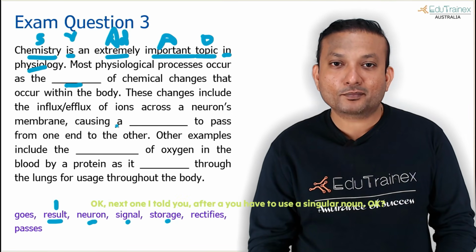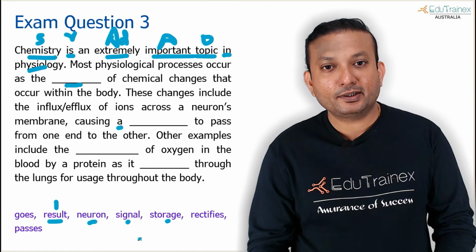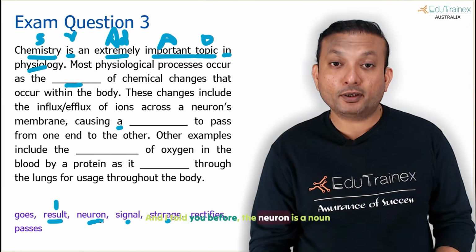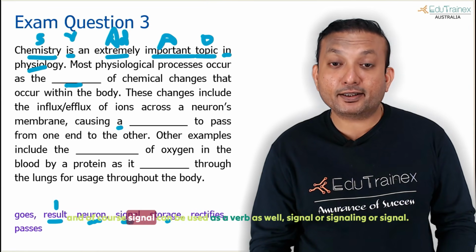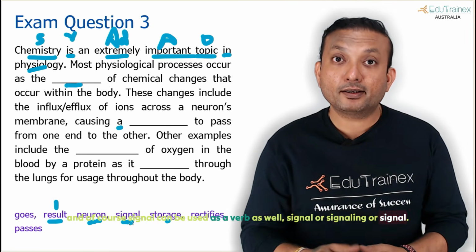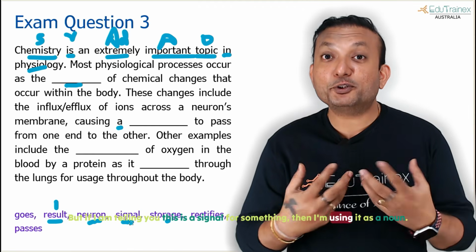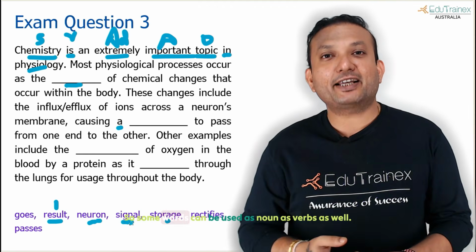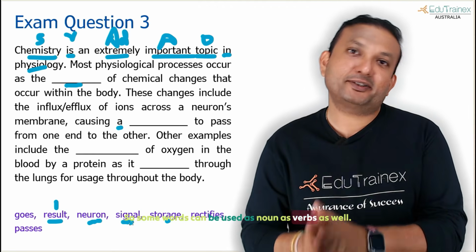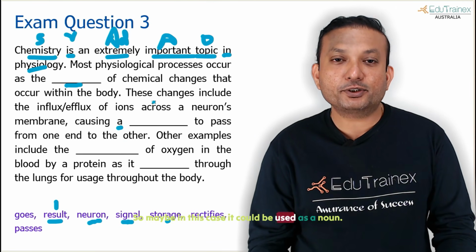Okay. Next one. I told you after A, you have to use a singular noun. And I told you before the neuron is a noun, and of course signal can be used as a verb as well, signal or signaling or signaled. But if I am telling you this is a signal for something, then I'm using it as a noun. So some words can be used as noun, as verbs as well. So maybe in this case, it could be used as a noun.